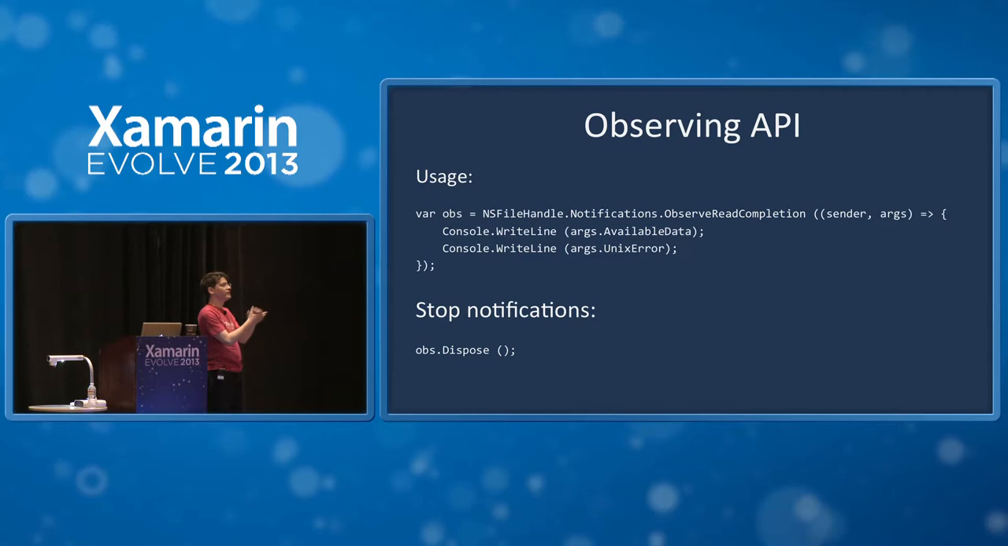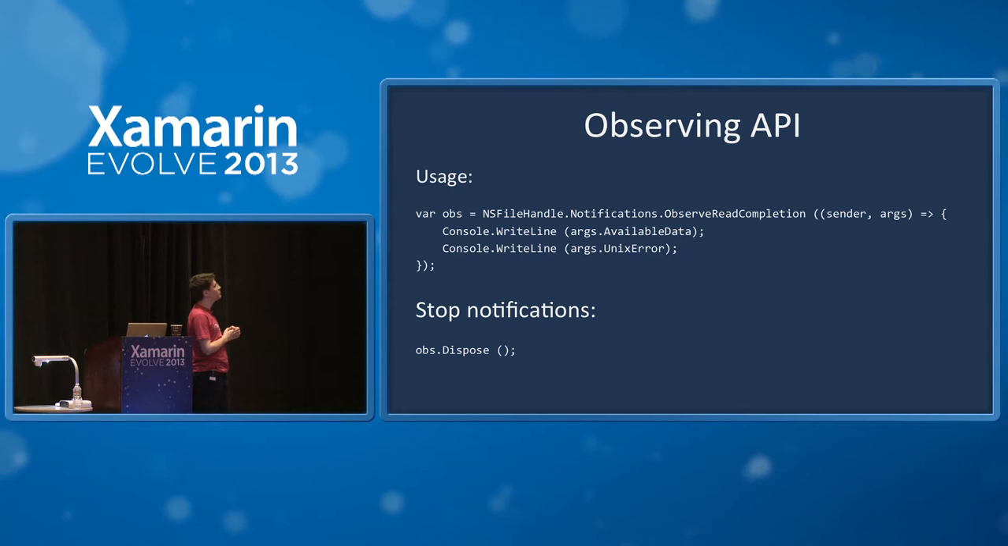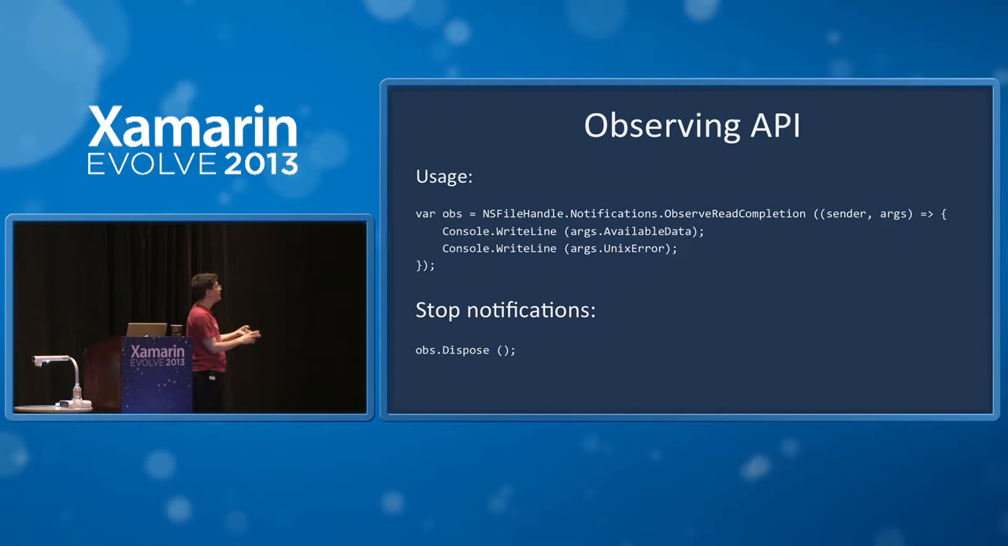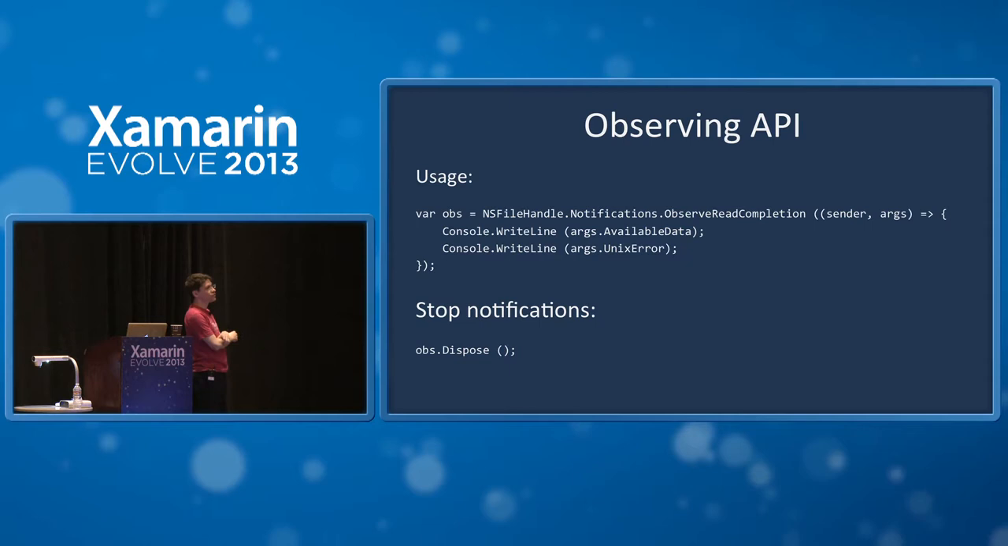In this case, this is going to observe the fact that reading has completed, and it's going to take two parameters. They're strongly typed as well, so you get code completion there. In this particular case, the arguments contain a Unix error in case there was an error during reading, and the available data, which is an NS data object. The nice thing is, again, these are strongly typed values. And to stop listening to the notification, you call this post.